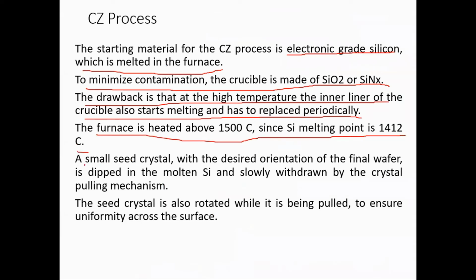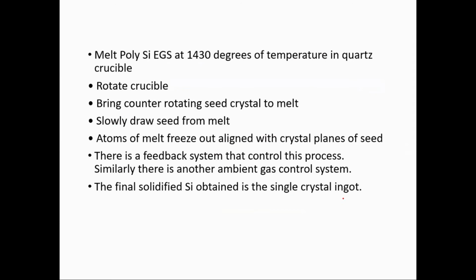Then we talk about a small seed crystal with the desired orientation of the final wafer. That means if you want it to be 100 orientation, then the seed should be of that particular orientation. We have already discussed that the seed crystal is also rotated and pulled simultaneously so that you get a uniform surface across the ingot. These are certain points: for your polysilicon EGS, the temperature is 1430 degrees.